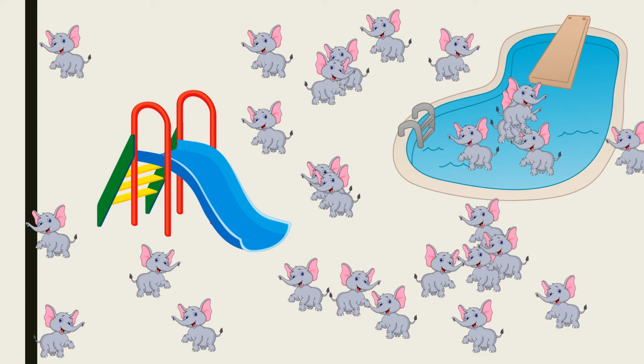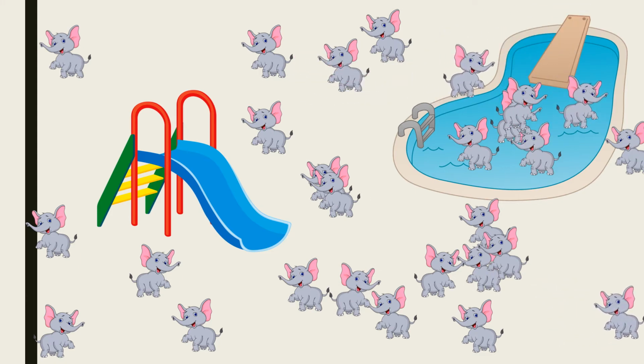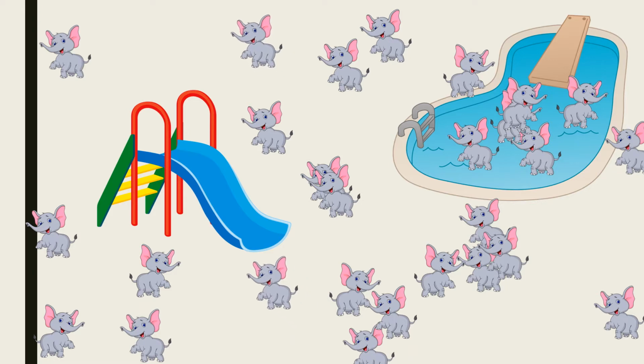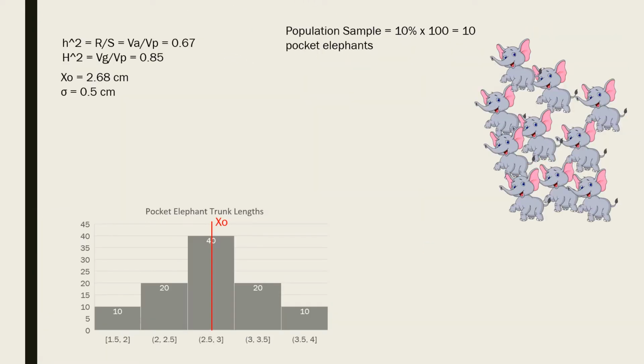I decide to perform an experiment that I think will increase the length of my elephants' trunks, making them more sought after and increase their demand. To start the experiment, we're initially given that the broad sense heritability, big H squared, is 0.85 and its realized heritability, little h squared, is 0.67.